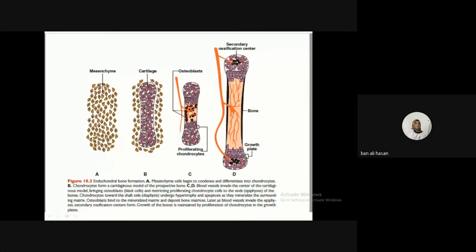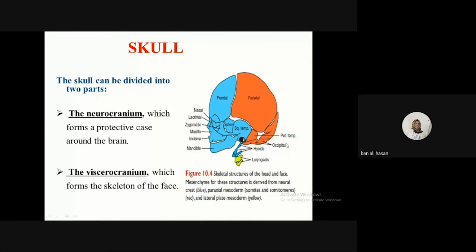Before we continue, you need to know two definitions or processes for skeletal system development: ossification. We have two kinds of ossification, intramembranous ossification and endochondral ossification. Some parts of the skeletal system undergo intramembranous ossification, and other parts undergo endochondral ossification.